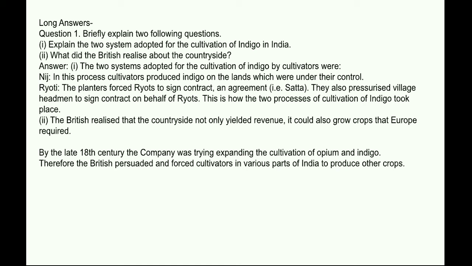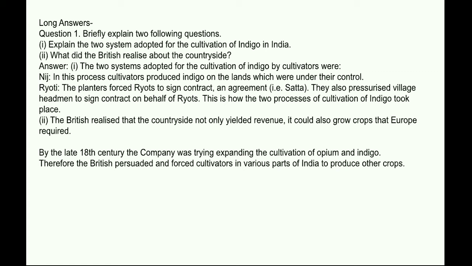Answer. The two systems adopted for the cultivation of indigo by cultivators were Nij. In this process, cultivator produced indigo on the lands which were under their control. Rayati. The planters forced ryots to sign contract and agreement satta. They also pressurized village headmen to sign contract on behalf of ryots. This is how the two processes of cultivation of indigo took place. The British realized that the countryside not only yielded revenue, it could also grow crops that Europe required.